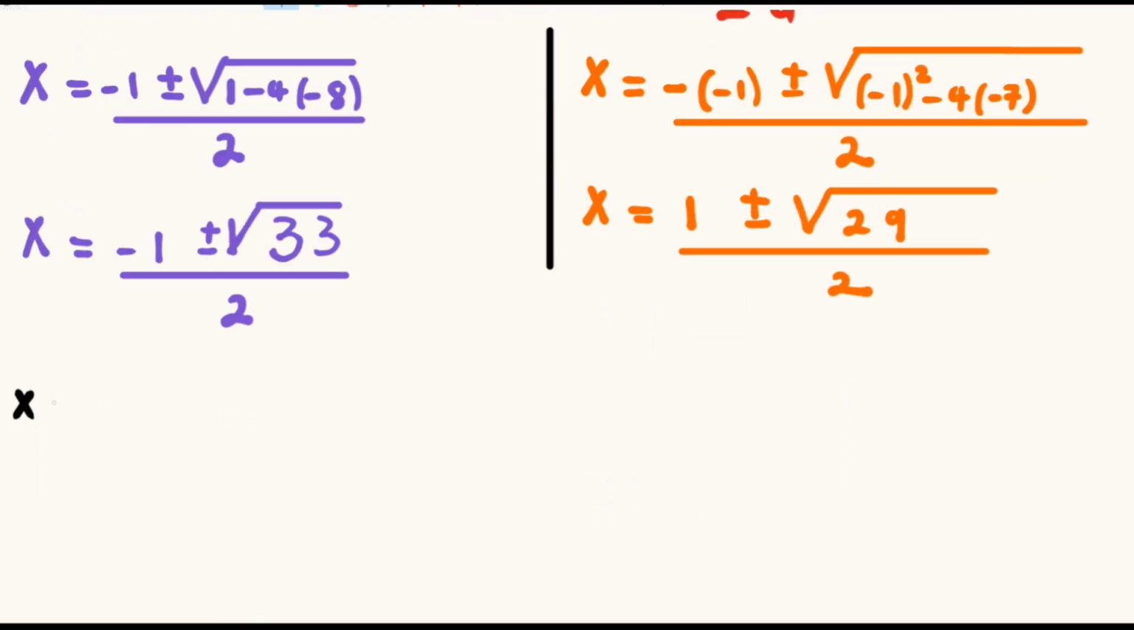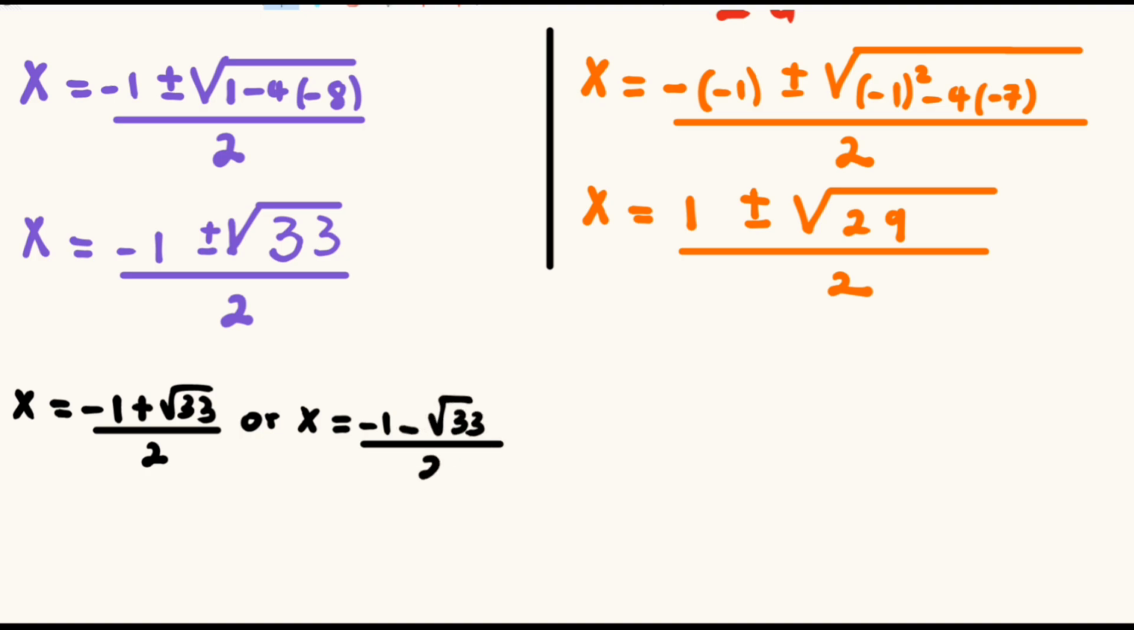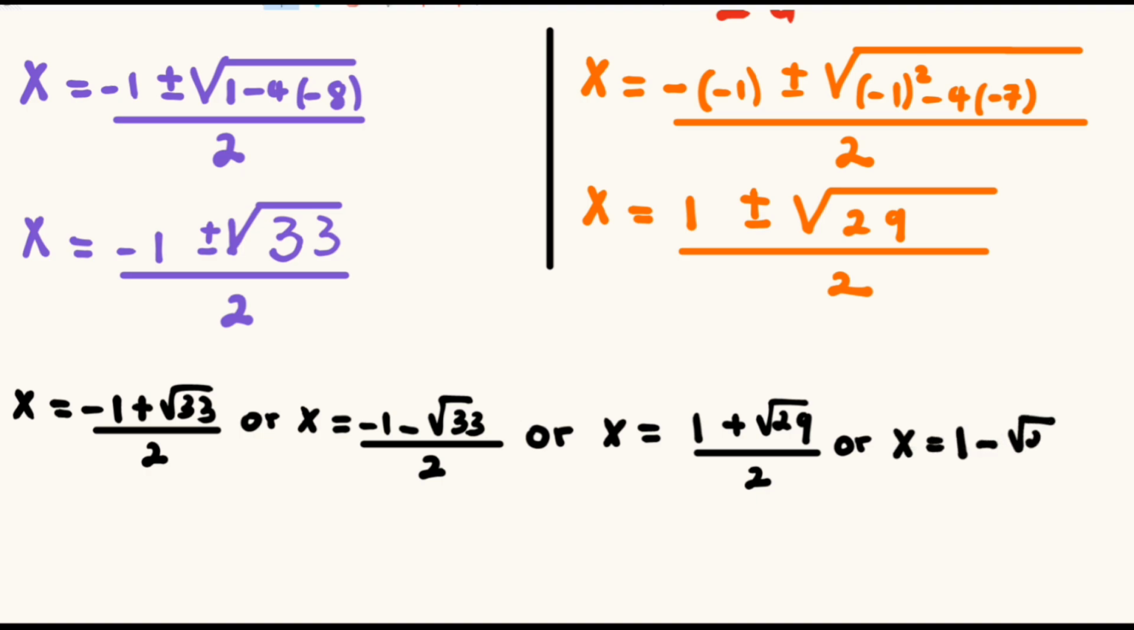Finally, x will be equal to negative 1 plus the square root of 33 divided by 2, or x is equal to negative 1 minus the square root of 33 divided by 2, or x is equal to 1 plus the square root of 29 divided by 2, or x is equal to 1 minus the square root of 29 divided by 2.